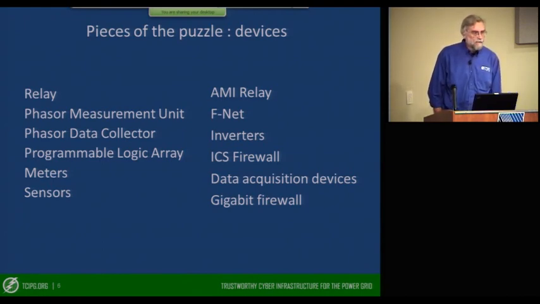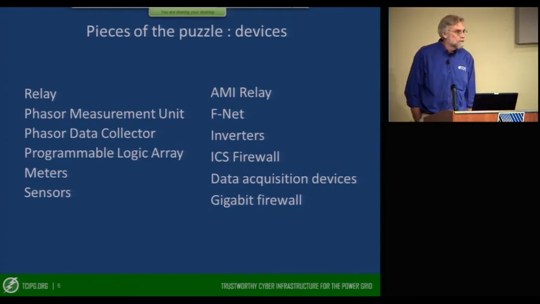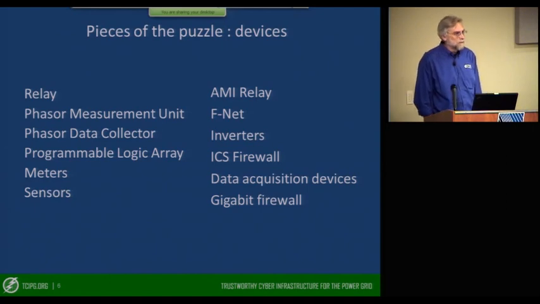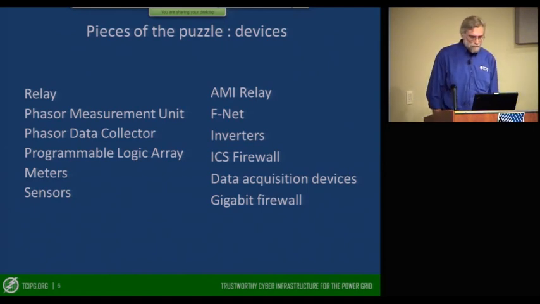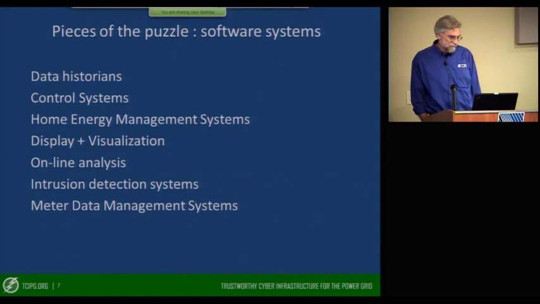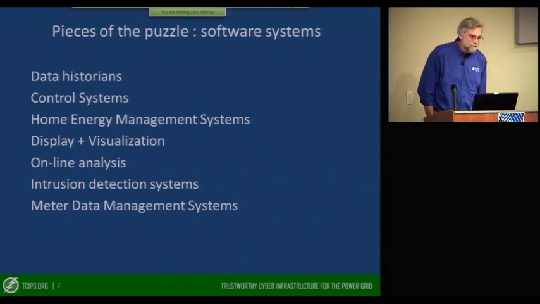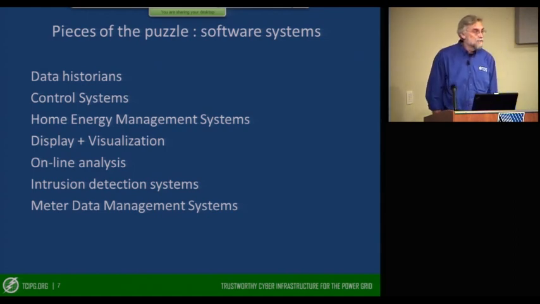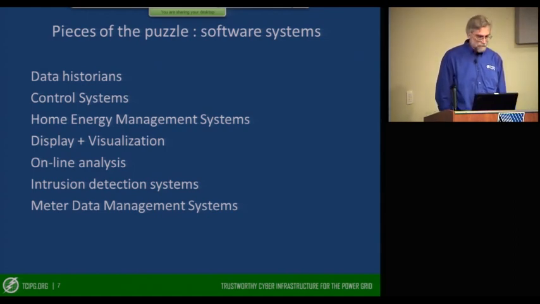Some of the pieces of the puzzle are devices: relays and phasor measurement units and collectors of data from phasor measurement units, programmable logic arrays and meters and sensors and AMI readers and things that you plug into the wall to measure what is happening electrically, and inverters and firewalls and data acquisition devices and gigabit firewalls. There are software systems that are part of this puzzle: data historians and control systems and energy management systems and display systems and visualization systems and things that you can use to do online analysis and other intrusion detection systems and meter data management systems.